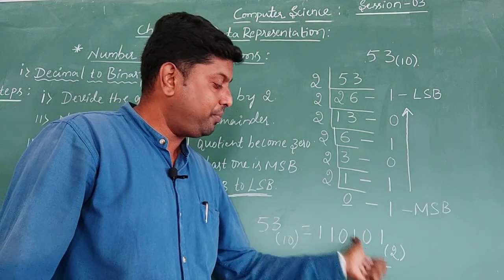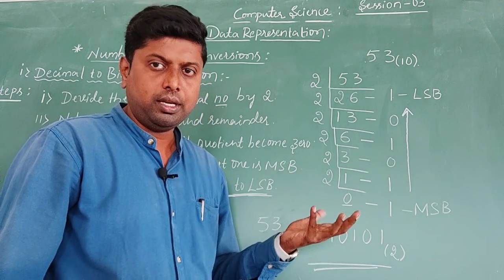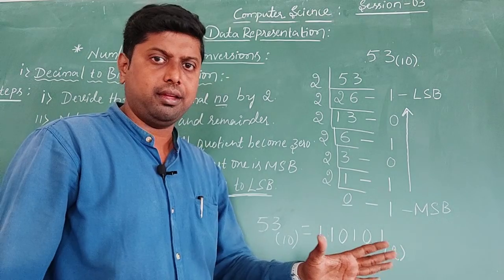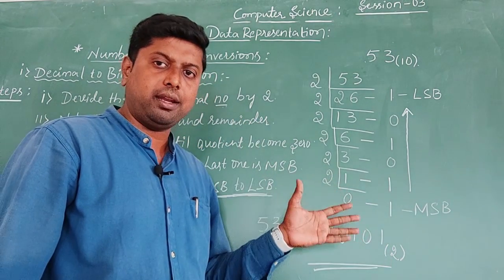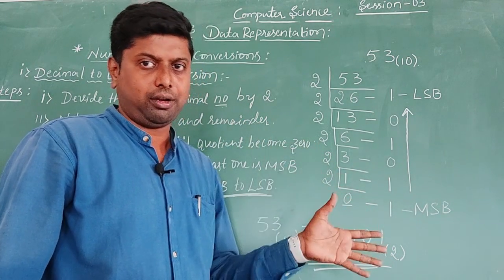Whether this binary number is right or wrong, we don't know, right? Better you cross check this. Don't believe blindly. So you cross check this binary number whether this is 53 or not. How?